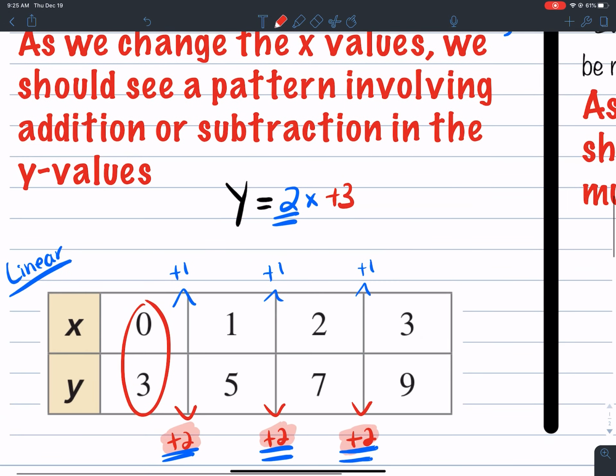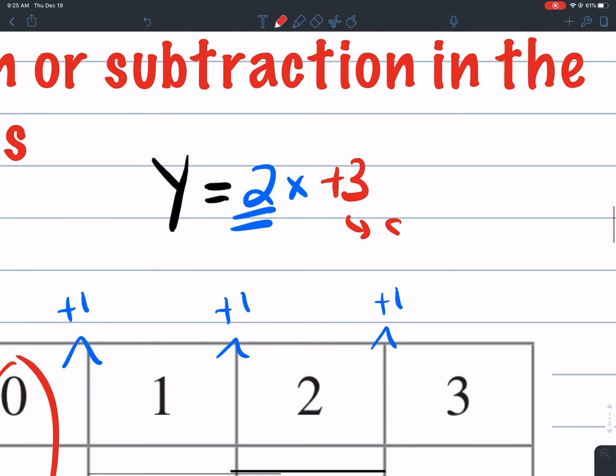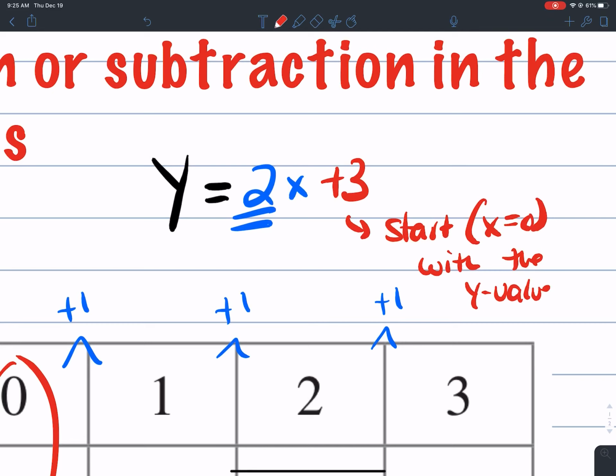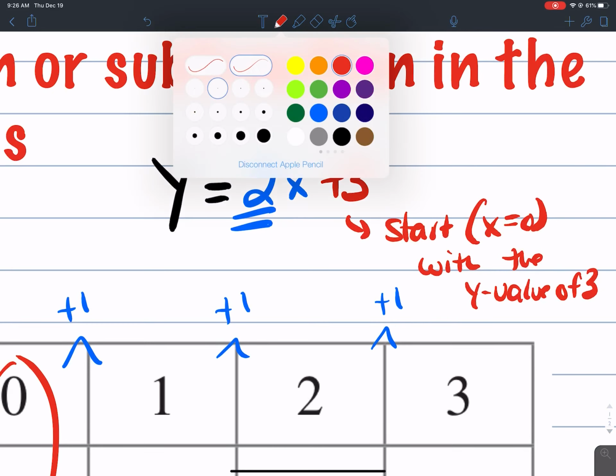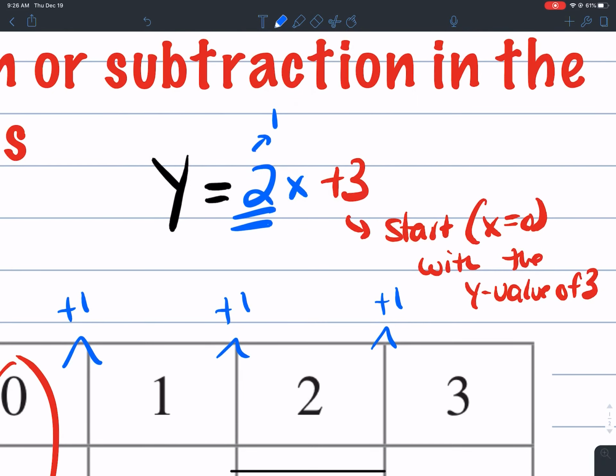So when I look at this equation, it says start. And what I mean by start is when x equals 0, start with the y value of 3. And then when I see this 2 in front of the x, it says add 2 to y if x changes by 1.